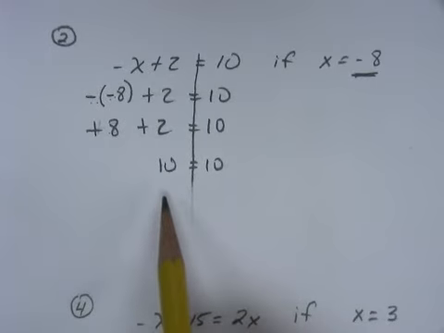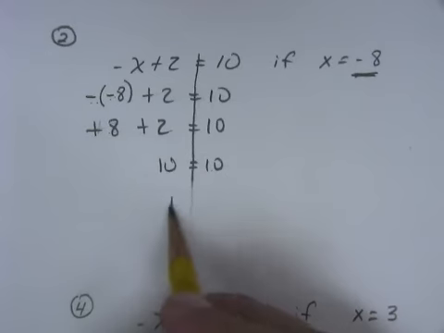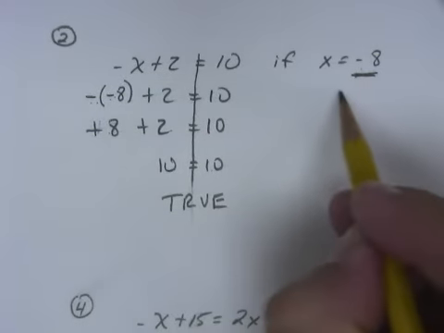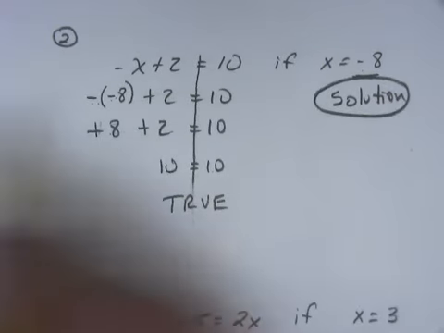This one I planned to be a no solution, but it actually is a solution. Since 10 and 10 are the same, we would call this a true statement, and we would say that negative 8 would be a solution. So your answer is solution, because negative 8 is a solution.